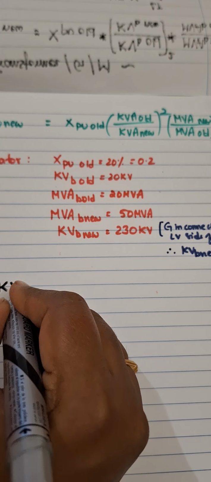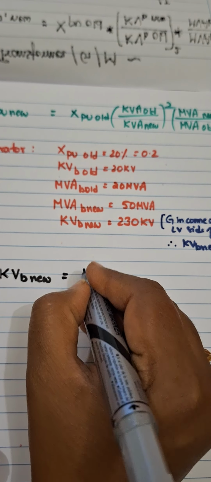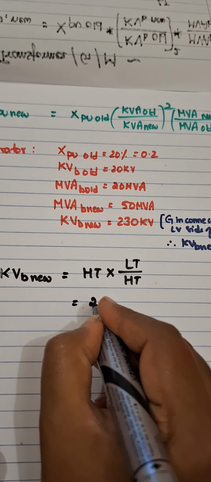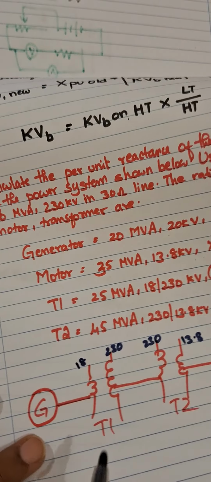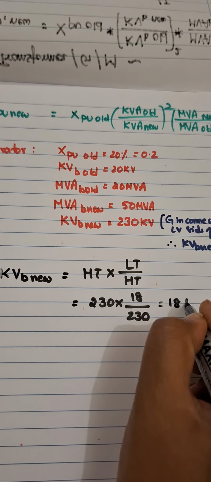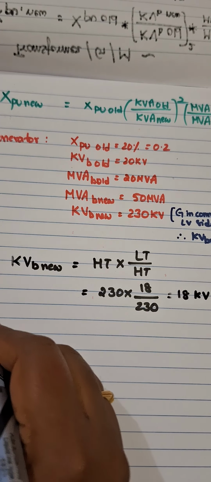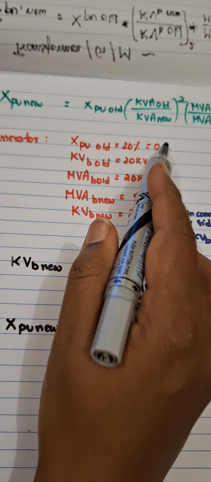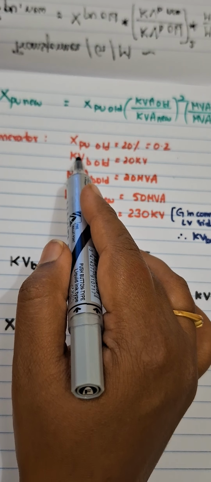How does it change? kV base new is equal to HT side times LT side by HT side. The higher value is 230, the lower value is 18, and the higher value is 230. That is what the transformer was saying: lower is 18, higher is 230. So I use the same values, and this equals 18 kV. This is my kV base new. Now I can substitute into the formula. Therefore, X pu new is equal to X pu old, which is 0.2, then kV old. So how much is kV old?